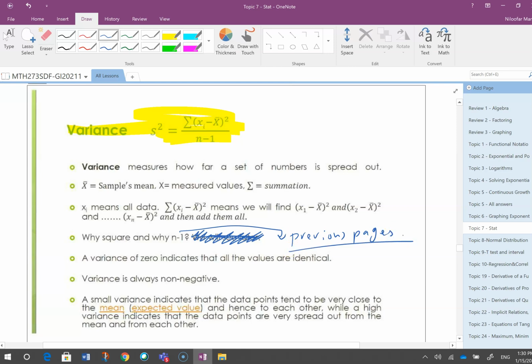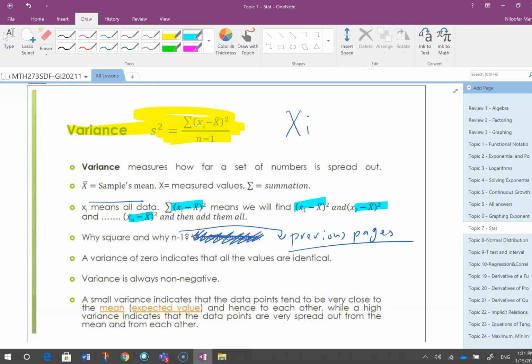Okay, so how do I calculate? I have xi as my data, for example, 1 to n. X bar is the mean of the sample. Then I find each xi minus x bar. Look at this. Then I square them. I told you why, because I want to emphasize larger values. I showed you. Then you add them all. Then you divide by n minus 1, and I showed you why.